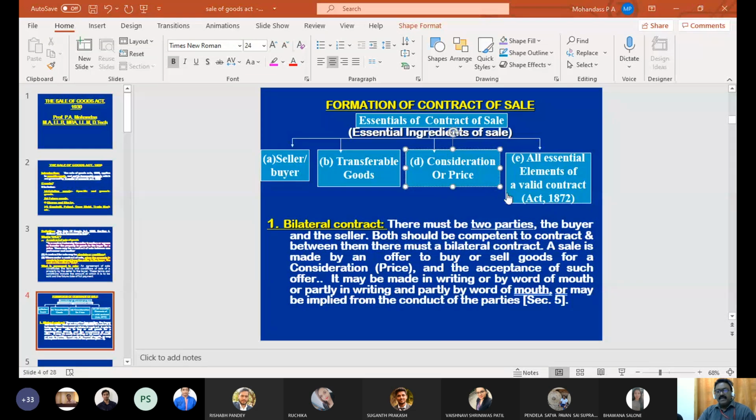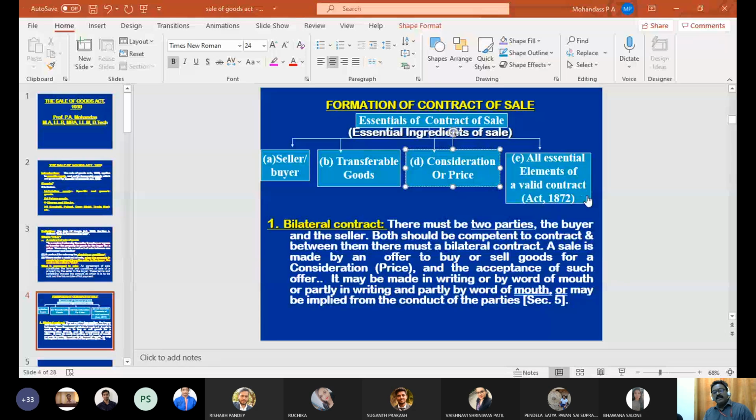Thereafter, if it has to become a sale contract, that sale agreement should have all the 10 essential elements of the contract. You can see all essential elements of a valid contract. That means this is how a simple sale of goods contract is formed.